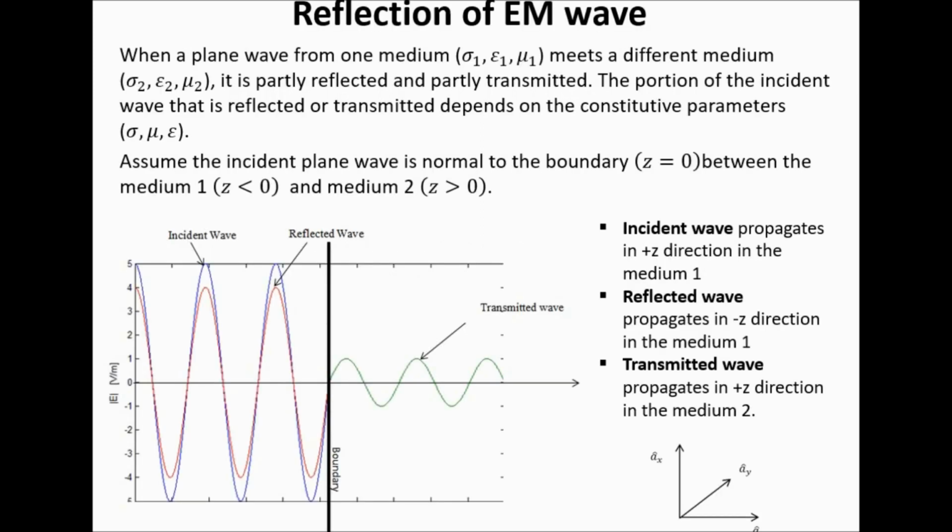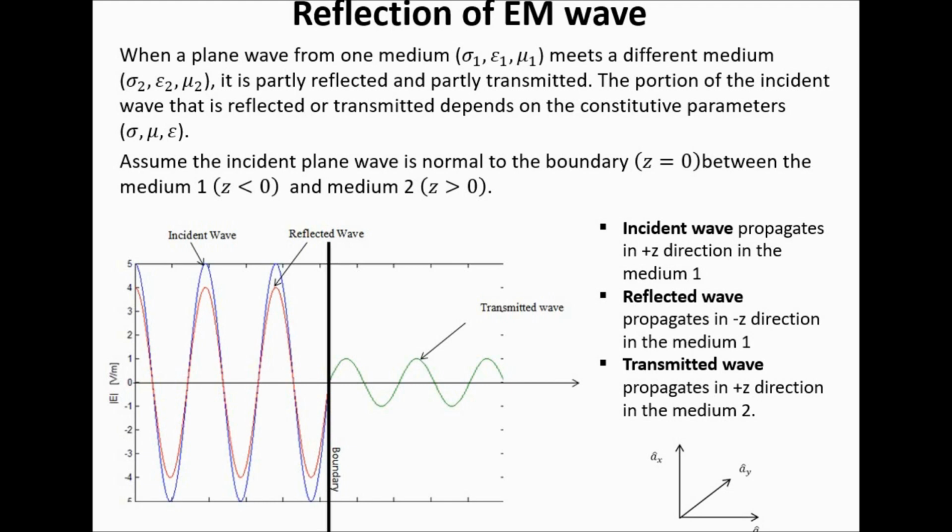Reflection of a plane wave takes place when a plane wave from one medium meets a different medium. It is partly reflected and partly transmitted. The portion of the incident wave that is reflected or transmitted depends on the constitutive parameters sigma, mu, and epsilon. As we are assuming a lossless medium, sigma will be 0.